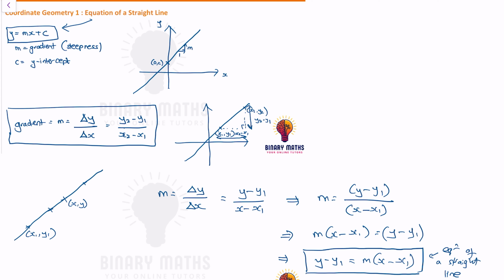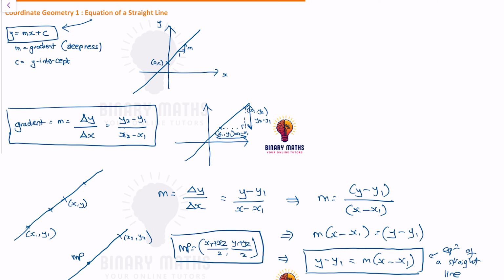And the last 2 that we need to know really. If we have 2 points, (x1, y1) and (x2, y2), and we want to find the midpoint, the midpoint is equal to, you add the x coordinates together and half it, and you add the y coordinates together and then half it. So that's the midpoint of 2 points.